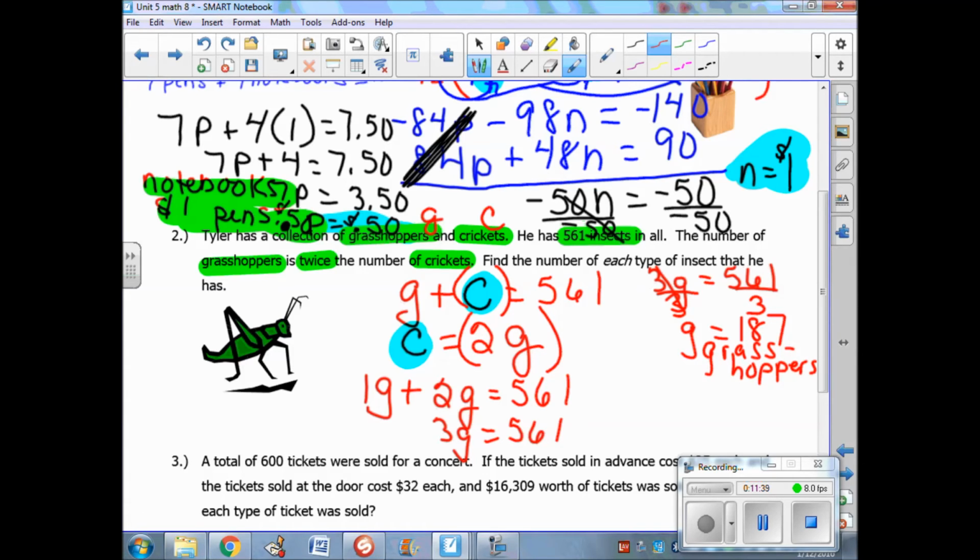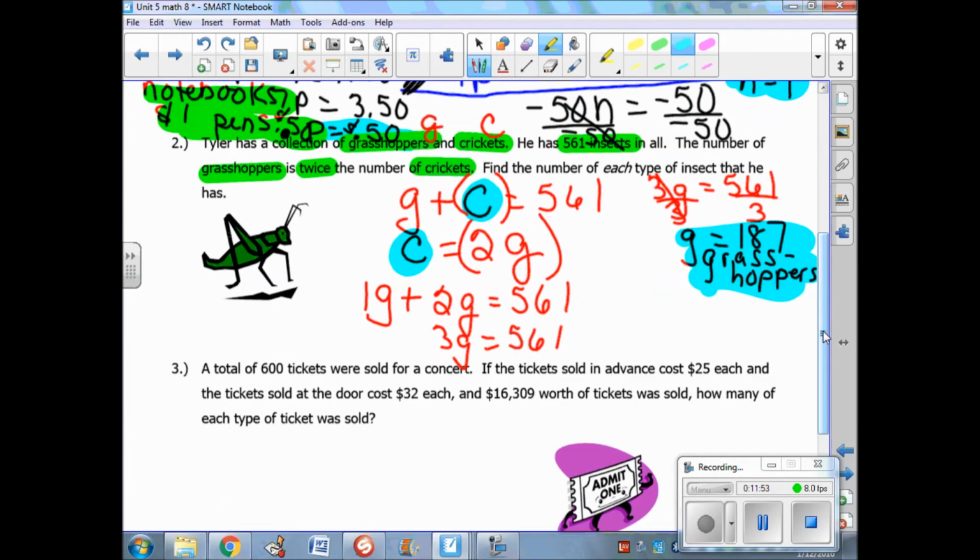Now we've got to find the number of crickets. So I've got 187 grasshoppers, but how many insects did I have total? I had 561 insects total. So I could find the number of crickets. It doesn't matter, either equation would be just fine.